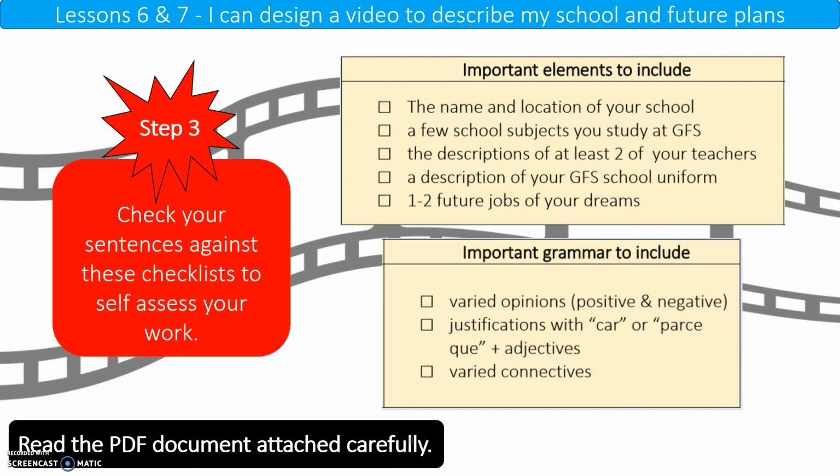Okay, so now that you've created your sentences, you will need to check your sentences against these checklists. Okay, so these are the ones found on the PDF document. Just have a look. If you've done it, you tick it, and then you check the next one. If you haven't done it, well, go back in your sentences, add what's missing, and then you can check again and tick it. Okay, this is a very important step for you to make sure that you can get the full mark when we as teachers check your work.